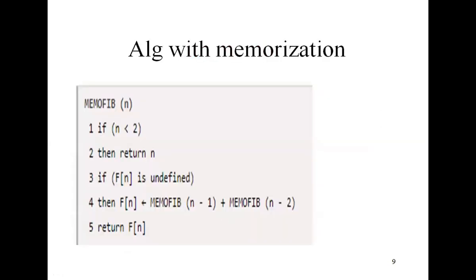So the algorithm with memoization. In the case of the memo-fib algorithm, if n is less than 2, then return n. If n is equal to 0, return 0. If n is equal to 1, return 1. Else, if f of n is undefined, then f of n is memo-fib of n minus 1 plus memo-fib of n minus 2. Again, you are calling the memo-fib function. Return f of n.